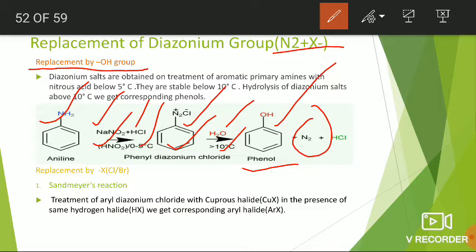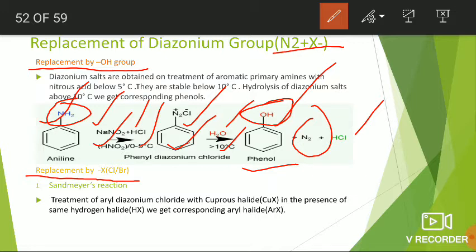Here the diazo group is removed as N2 gas, and we also get HCl as a byproduct. Okay, this is about replacement of the diazo group with the hydroxy group. It is the best method to convert aromatic primary amines into the corresponding phenols, that is, it is used to convert the NH2 group into a hydroxy group through formation of diazonium salts.